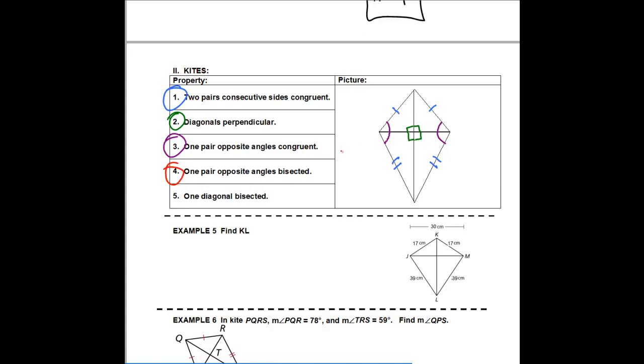One pair of opposite angles are bisected, so that means that this angle here is actually split in two. So these two little angles are equal to each other. And then this angle here is split in two, so these angles are equal to each other. And one diagonal is bisected. So this short one here, this little half here, is congruent to this little half here.